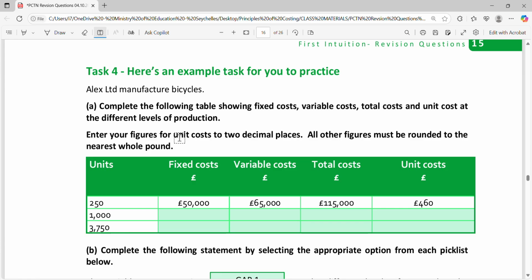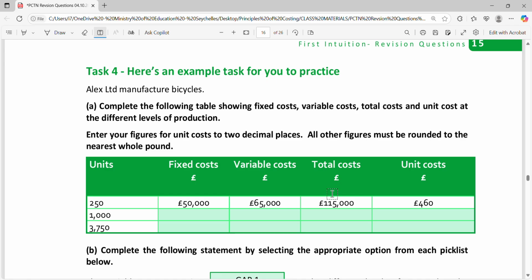All right, question number 4. Alex Limited manufactures bicycles. Complete the following table showing the fixed costs, variable cost, total cost, and unit cost at the different levels of production. Enter your figures for unit cost to 2 decimal places. All other figures must be rounded to the nearest whole pound.